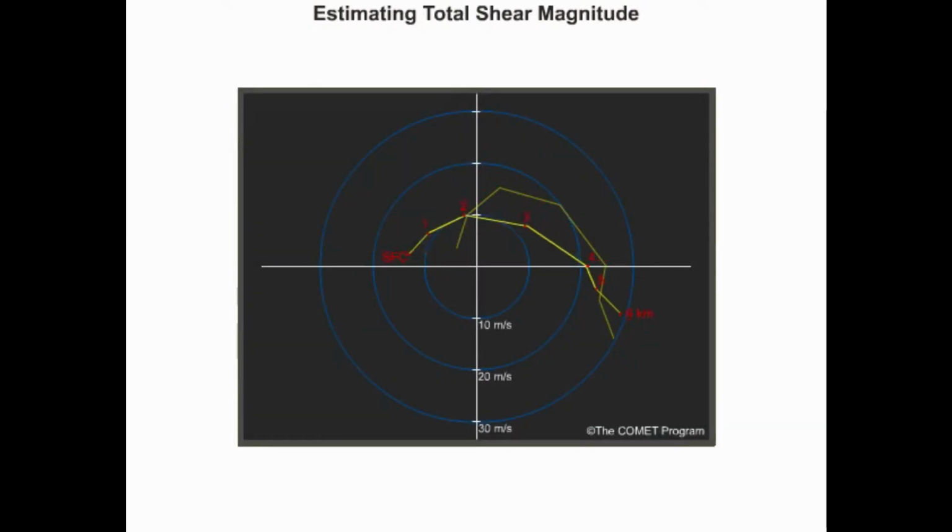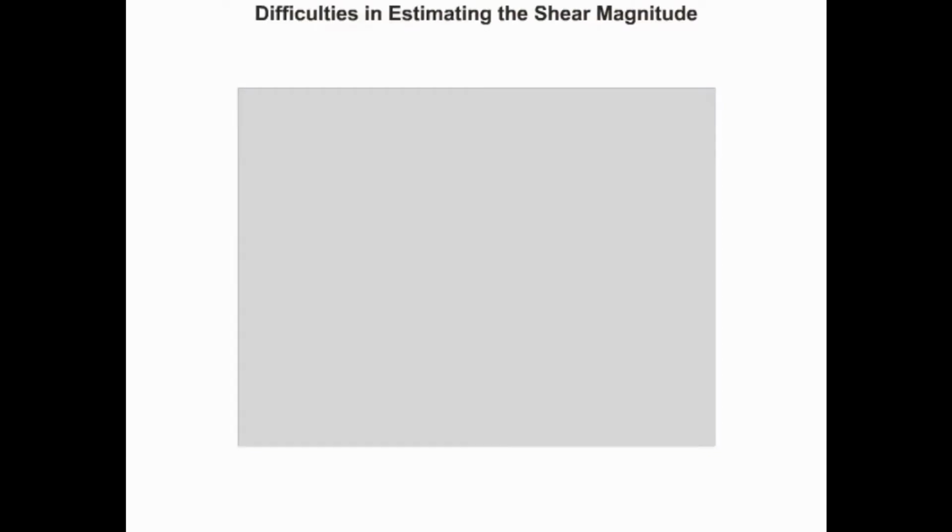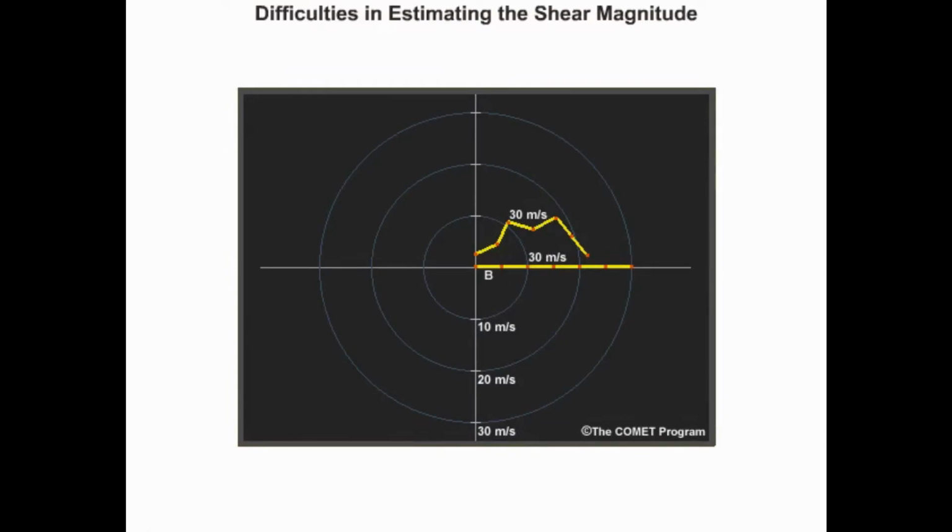Estimating total vertical wind shear is done by combining the lengths of all the shear vectors over a particular depth, the net length of the hodograph. In this example, the total shear would be 60 meters per second over 6 kilometers. Sometimes it can be difficult to visually estimate the length of the hodograph due to a complicated shape. Under these circumstances, shear magnitude calculated by computer may be more accurate than visual estimate.